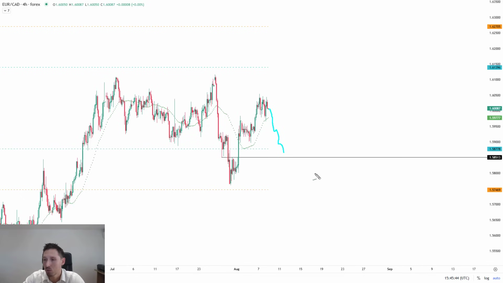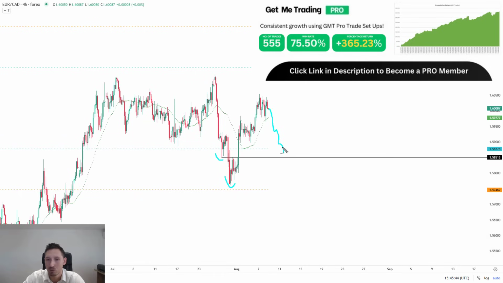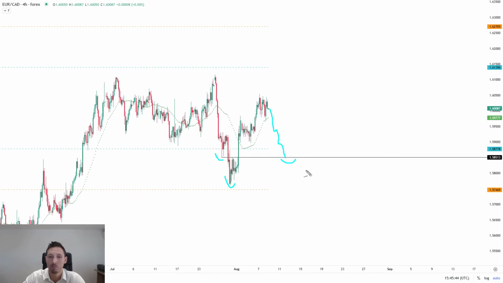So if we can break down below the 1.58778, this is where I'm going to be looking, and you can see in the 4-hour chart, I've got this low over here because we broke down and we created a low. So if we pull back and test this, this has the potential to become a right shoulder. And then you have this kind of upward sloping head and shoulders.